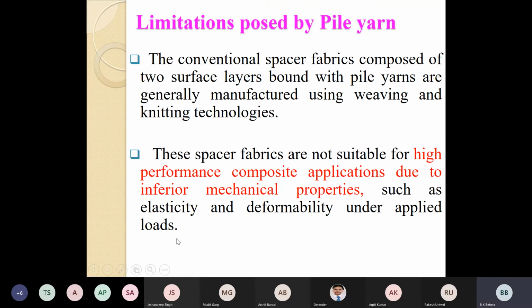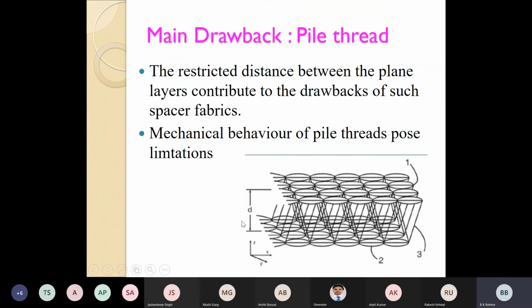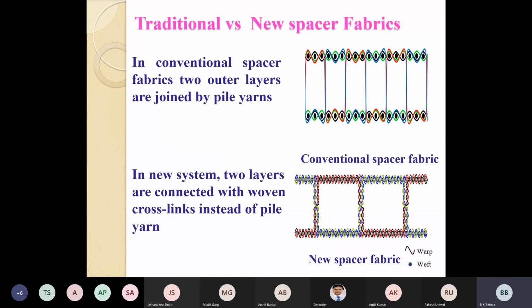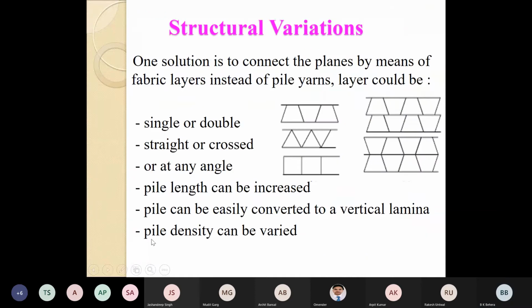That's the motivation, that's the reason why we try to produce spacer fabric with supporting woven layer instead of supporting yarns. So this is special fabric with pile threads, whereas this is special fabric with pile fabric. Now, this is more interesting. You should know this.